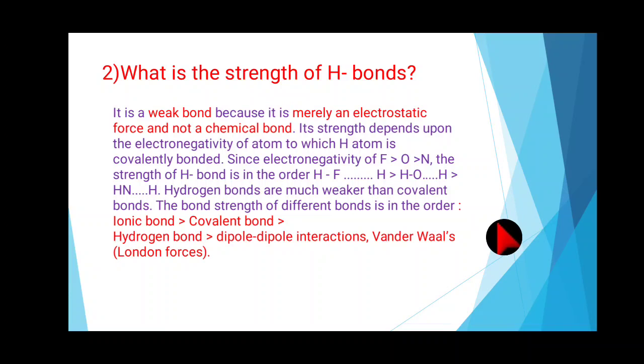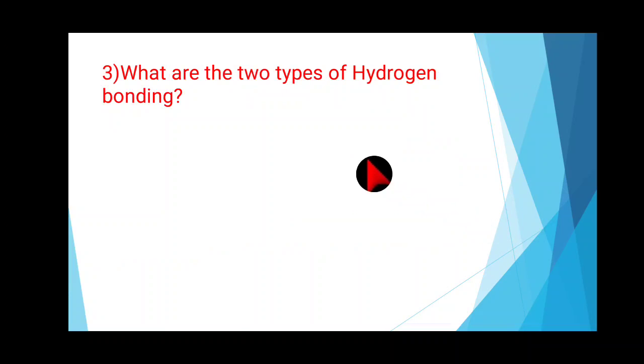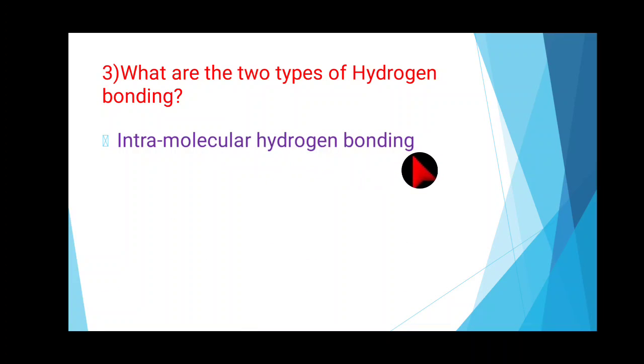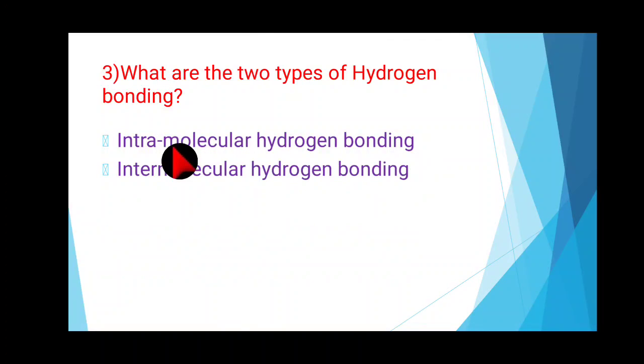Let us move to the next question. What are the two types of hydrogen bonding? It's very, very important. Intramolecular hydrogen bonding, intermolecular hydrogen bonding. Intramolecular means within the molecule. Intermolecular means outside of the molecule. Right?